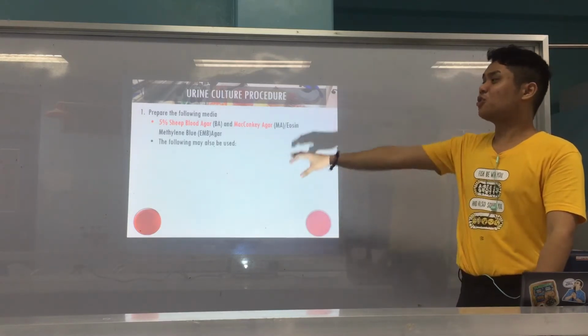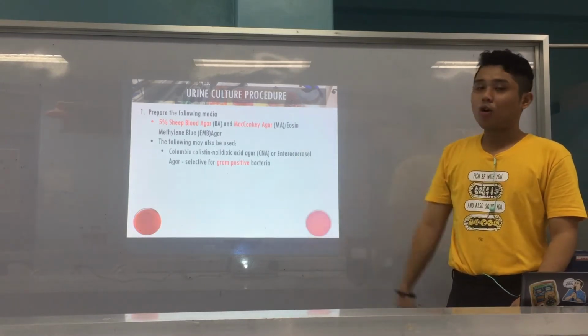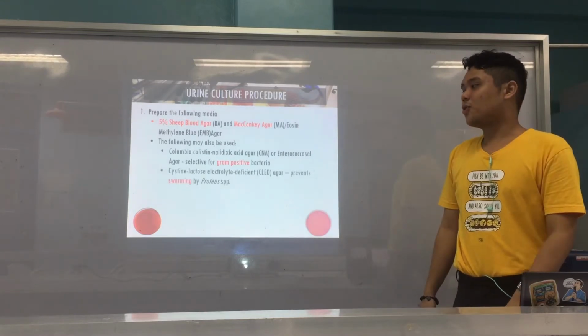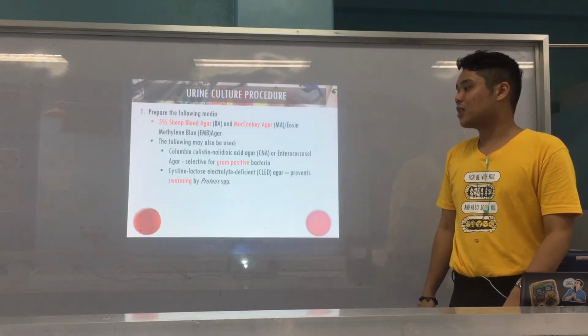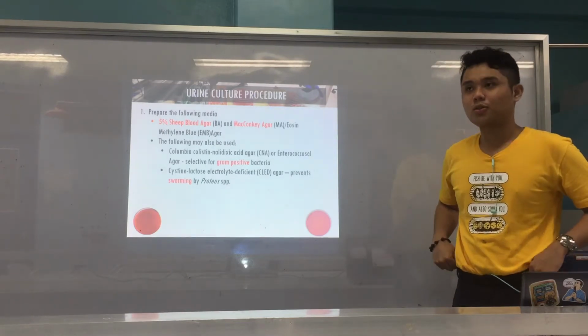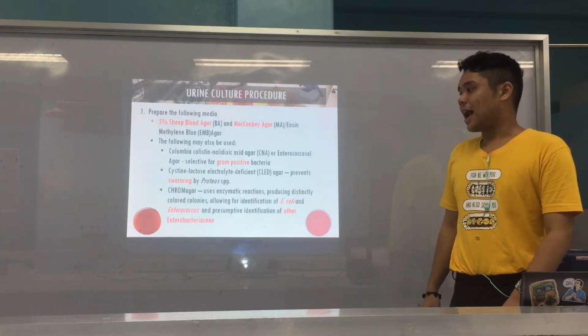But we can also use the following to be more specific. We have CNA or enterococcal agar for gram-positive. You also have the cysteine lactose electrolyte deficient agar, which prevents the swarming by Proteus, which can also cause urinary tract infections. And chrome agar.